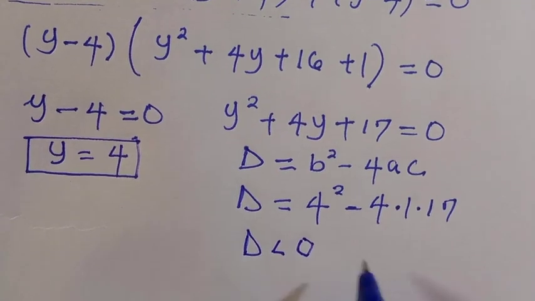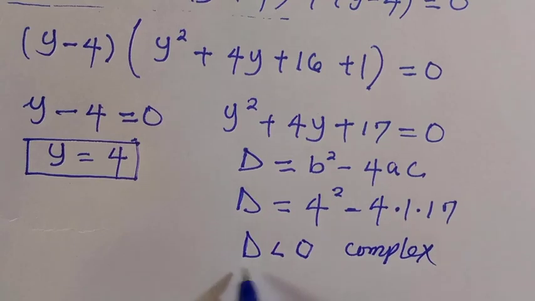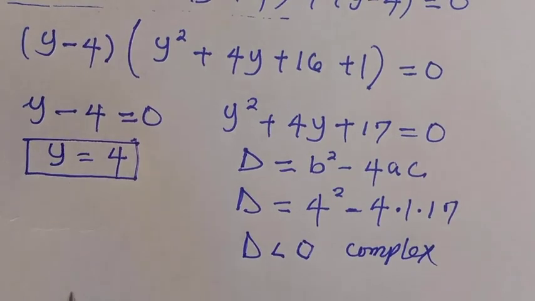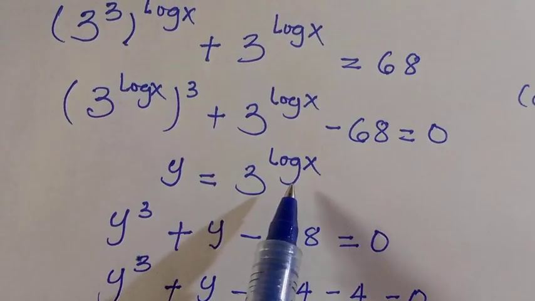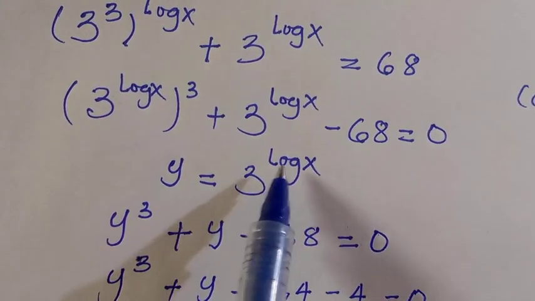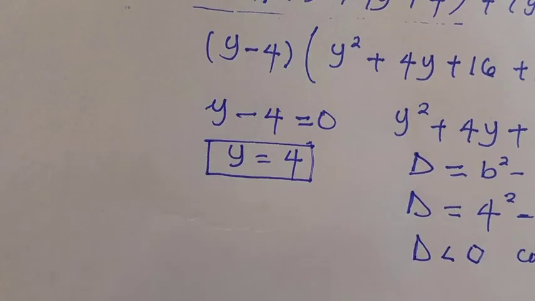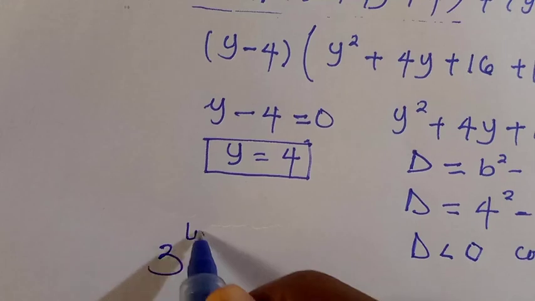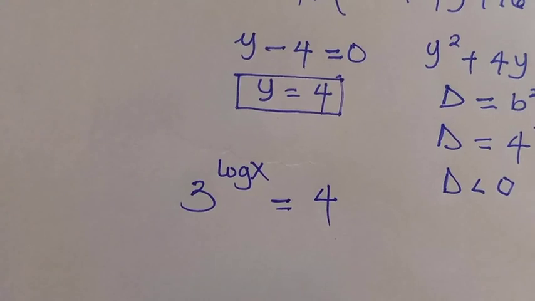And when the discriminant is less than 0, it means we get complex solutions. So we neglect this and we work more on y equals 4. So y equals 4 is the solution, and what we need is the value of x. From where we let y equals 3 to the power of log x, we are going to substitute the value of y, which is 4. And here we have 3 to the power of log x equals 4.